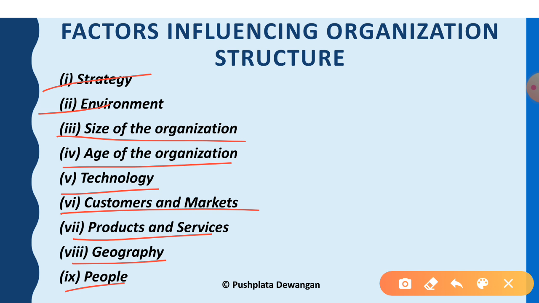Next factor is the people. This is the internal factor. Individuals within the company affect the design in many ways. The structure doesn't simply appear; it is the result of the people's views, beliefs, as well as their way of managing the organization. The structure is also influenced by the kind of jobs and individuals in the company.